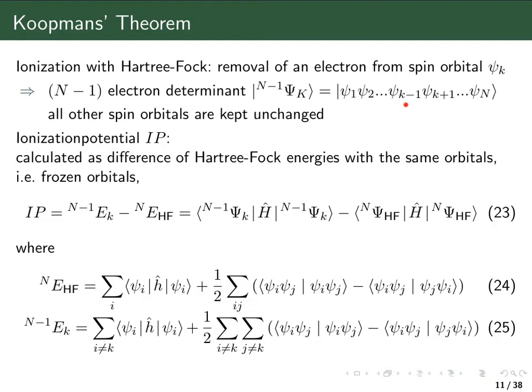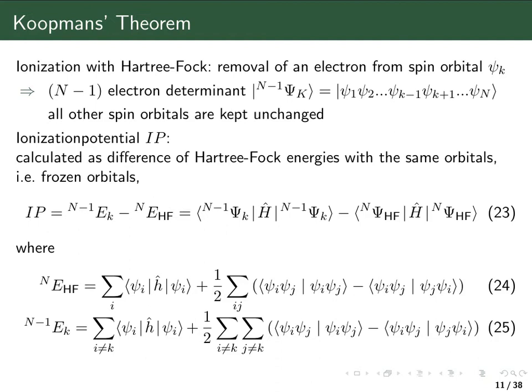So between psi k minus 1 and psi k plus 1, we don't have the spin orbital psi k any longer. And in the simplest approach, which we use here, we assume that all the other orbitals are not changed. So we use the spin orbitals which we have obtained by solving the Hartree Fock equations for the n-electron system with all n electrons. And then we just write up a Slater determinant where we don't include the spin orbital from which we have removed the electron.